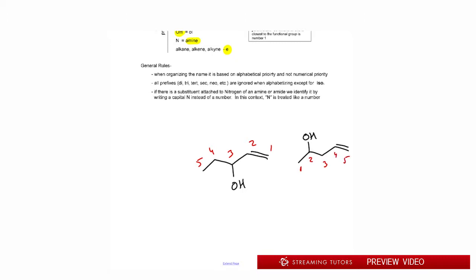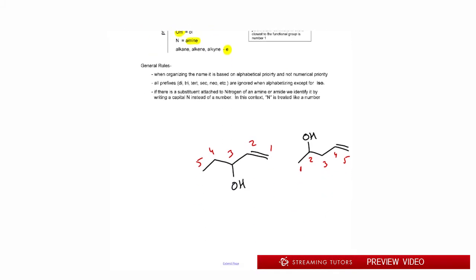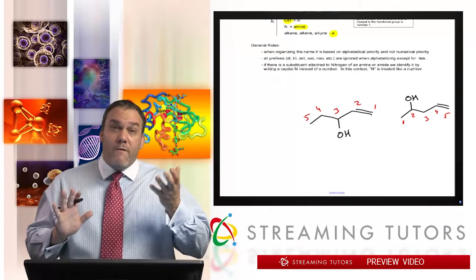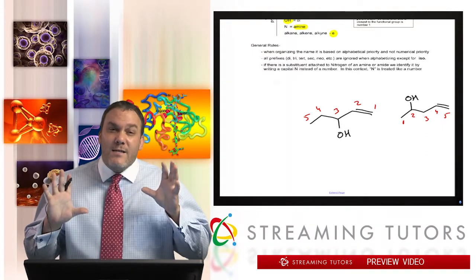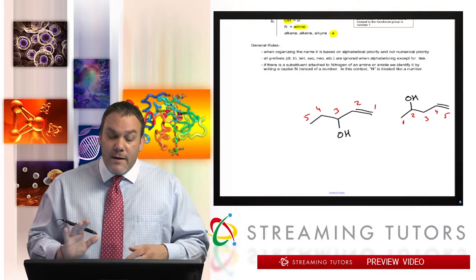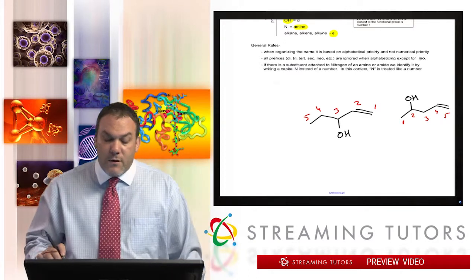You see that? So this trend up here tells us priorities of these groups. And again, you must remember that the things that are above, like an OH, for example, have a higher priority than an alkene or an alkyne. And so it has to be the lower number. Okay, so it's not about combination anymore. It's about getting that OH on the lowest number.